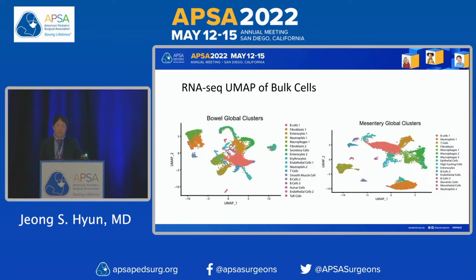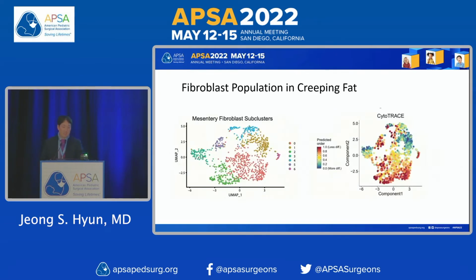First, we sent our samples off for bulk RNA-seq to validate our protocols, and we're pleased to find that all the resident populations that you would expect to find in mesentery and bowel were there, such as smooth muscle cells and various immune cell populations. So our next step was to look at the single cell level. And what we saw with our single cell RNA-seq for fibroblasts was we found 7 different fibroblast clusters within the creeping fat. So then we used CytoTRACE, and we were able to show several clusters have a distinct differentiation trajectory for fibroblast-like cells that we were interested in.